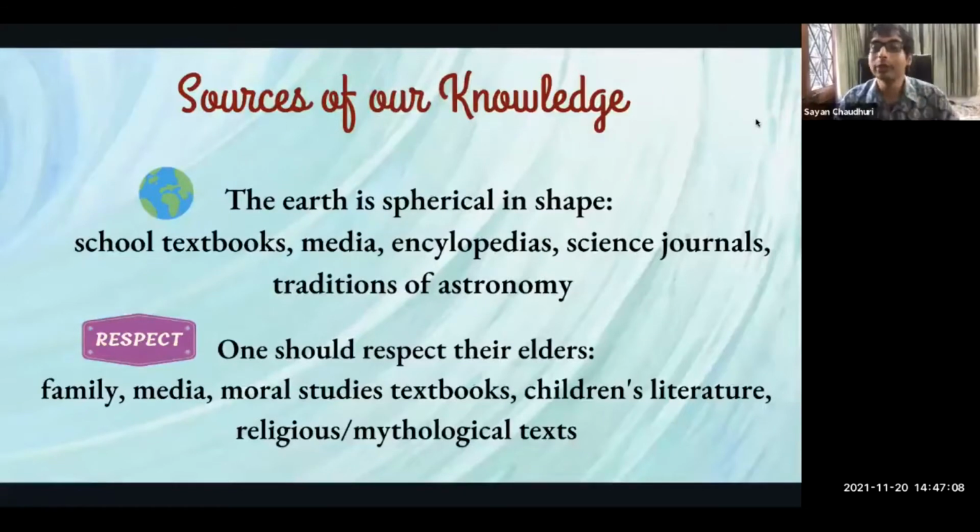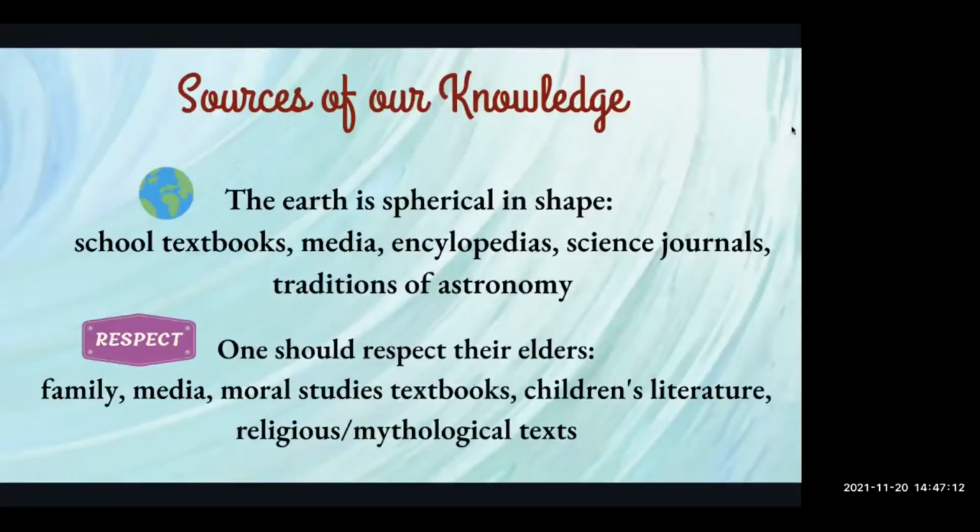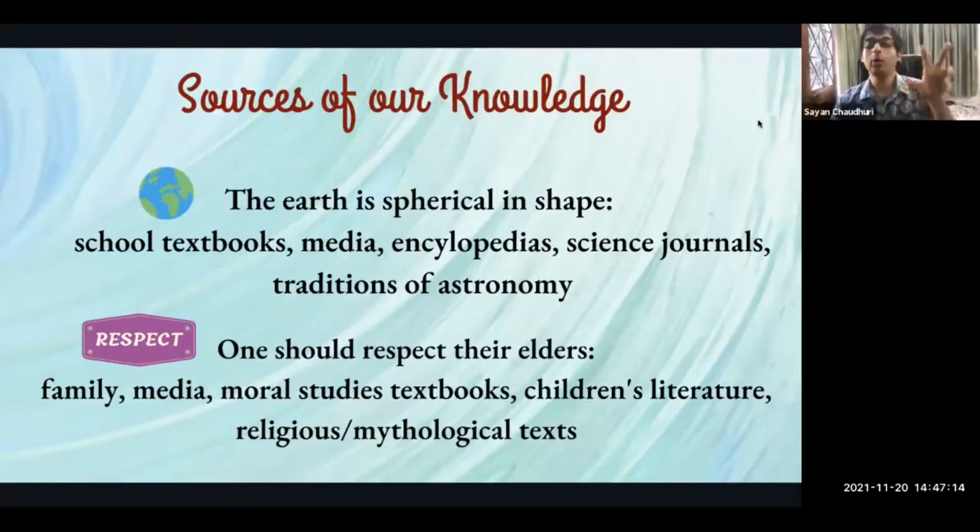Even before you found it in a school textbook, you may have seen it in an encyclopedia with an illustration. Now, of course, what is being represented in the school textbook is also being produced within traditions of astronomy, and this can be traced back to a very long time ago, right? And there are multiple traditions, there are Indic traditions, there are Western traditions of astronomy within which people are conceptualizing the Earth as a sphere, right?